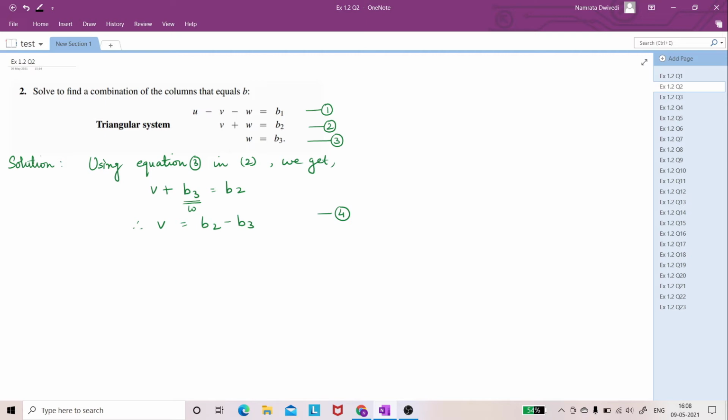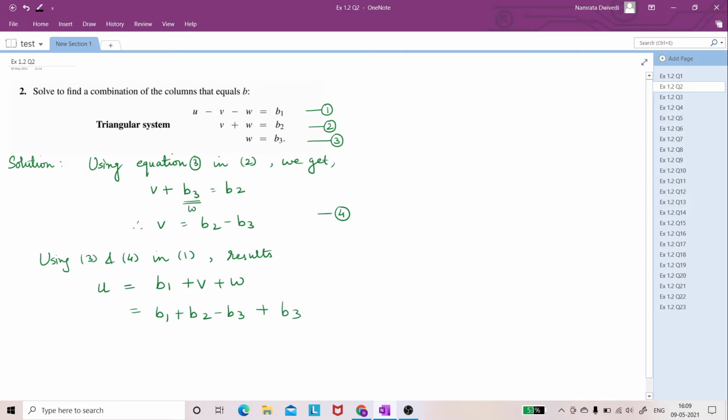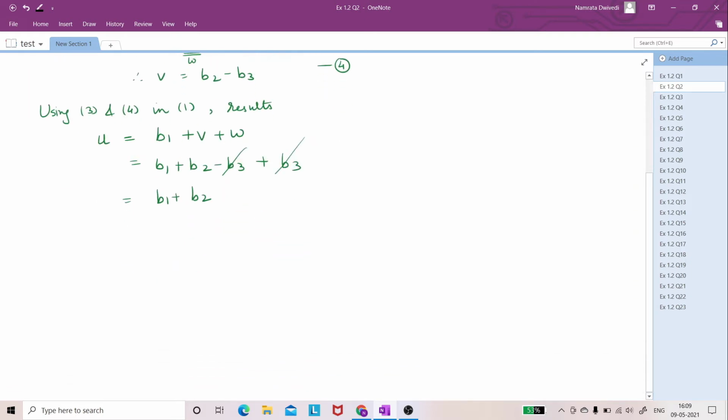Now we'll use 3 and 4 in 1. Using 3 and 4 in 1 results into u. We'll first write it as u is equal to b1 plus v plus w. What is v equal to? b2 minus b3. And what is w equal to? b3. So this gets cancelled, and here we have b1 plus b2. So we have reached the final result. This is what we had to find, the system in terms of b.